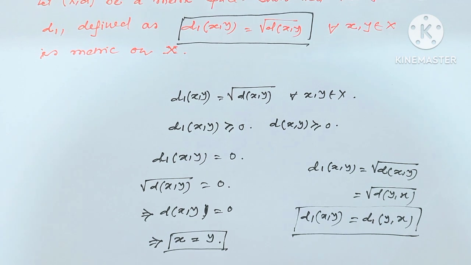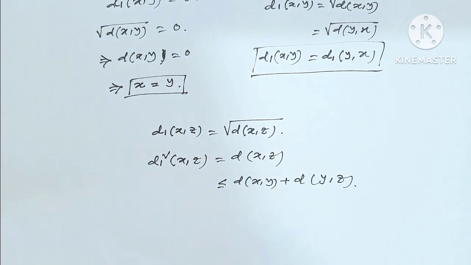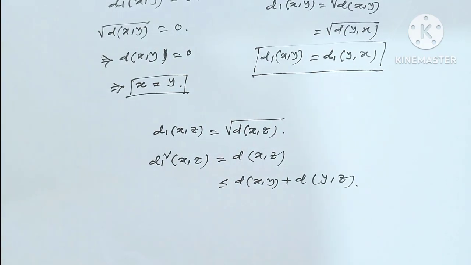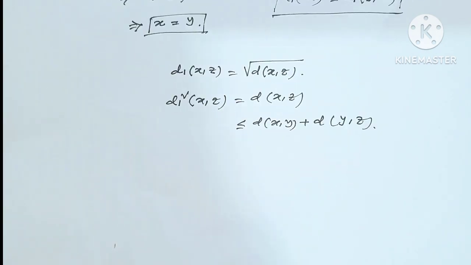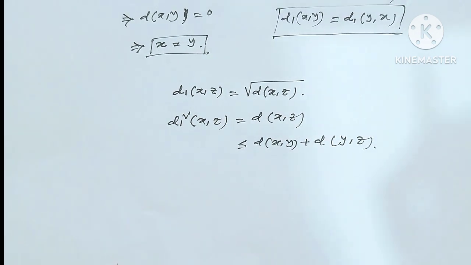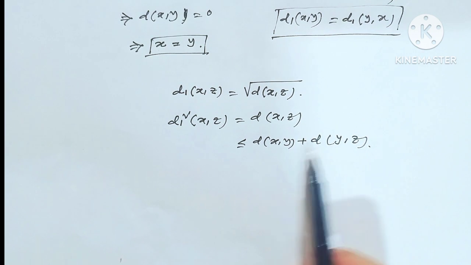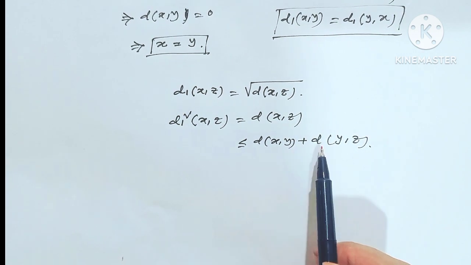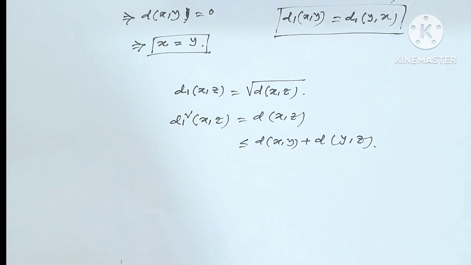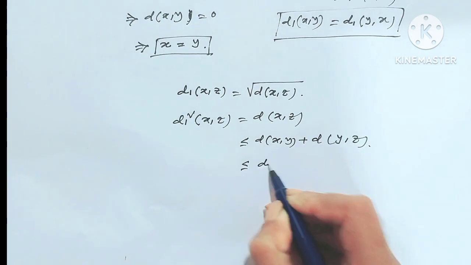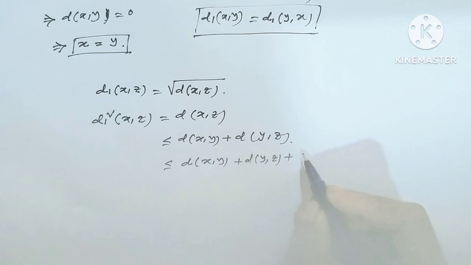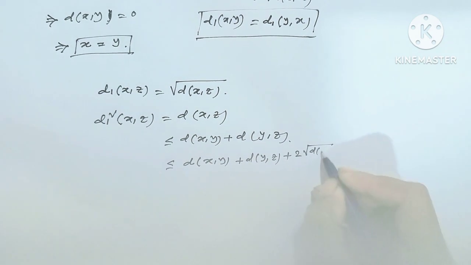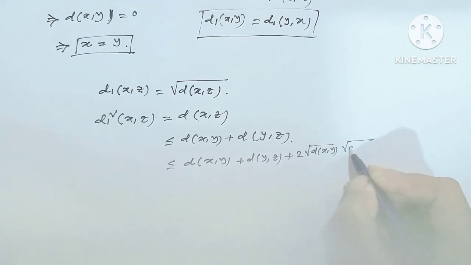Now we have to prove that d1 satisfies the triangle inequality. d1(x,z) is the square root of d(x,z), and if we square both sides, then d1(x,z) squared equals d(x,z). Since d is a metric, it satisfies the triangle inequality, so this is less than or equal to d(x,y) plus d(y,z). Therefore, we can write this as less than or equal to d(x,y) plus d(y,z) plus 2 times the square root of d(x,y) times the square root of d(y,z).